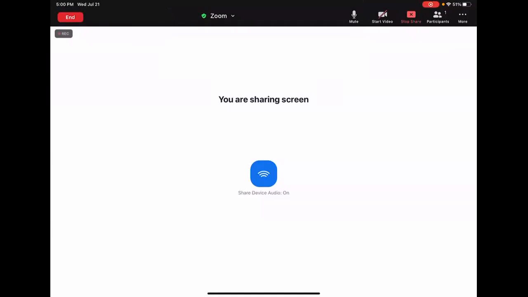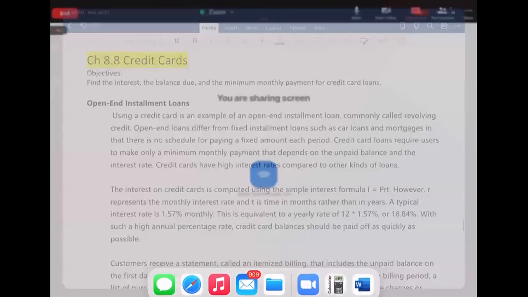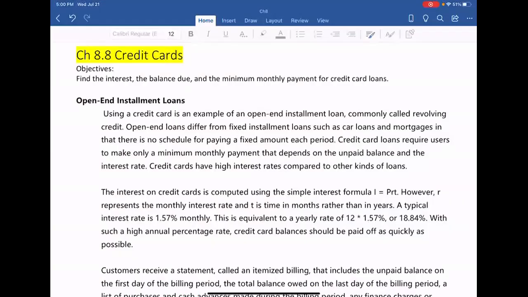In this video, we will learn Chapter 8.8 Credit Cards. Using a credit card is an example of an open-end installment loan, commonly called revolving credit. Open-end loans differ from fixed installment loans, such as car loans and mortgages. So there is no schedule for paying a fixed amount each period.